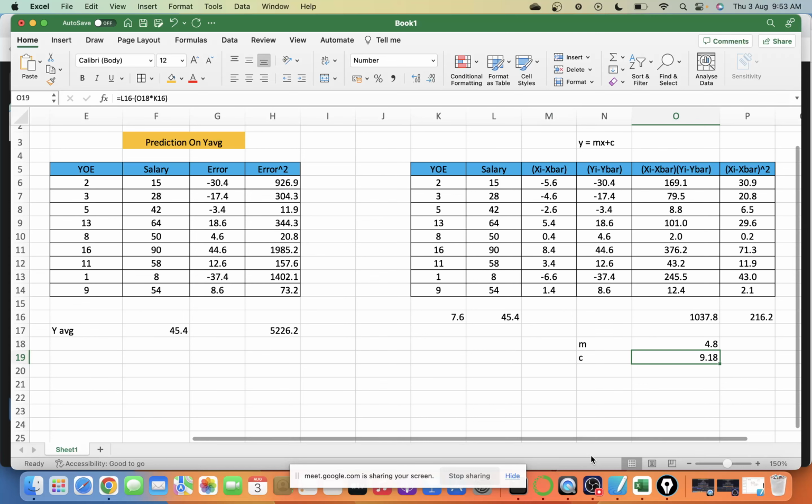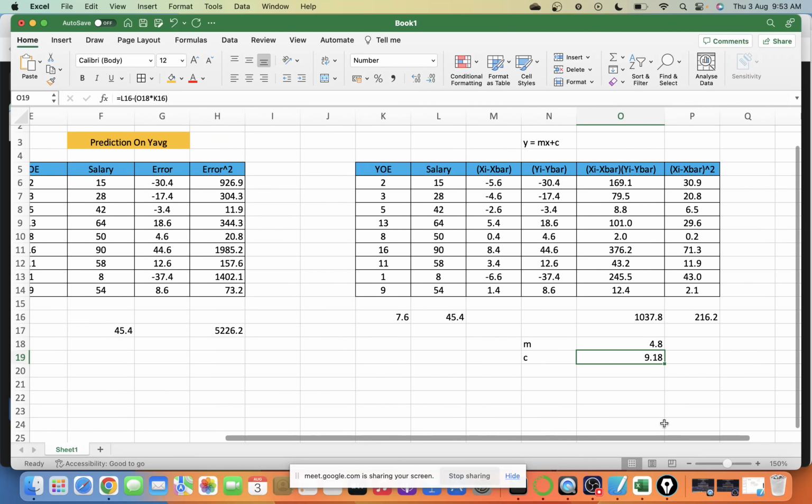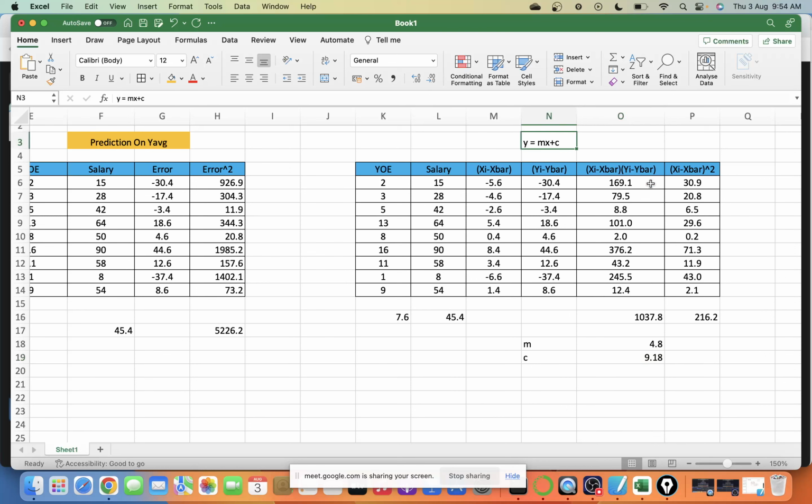So now we have everything. We have m, x, and c. Now we'll use this formula. This will be y cap. Yes or no? So let me put it like y cap. Okay, this is y cap.